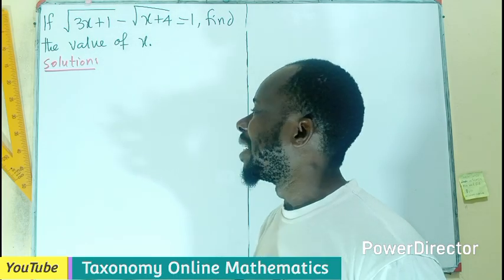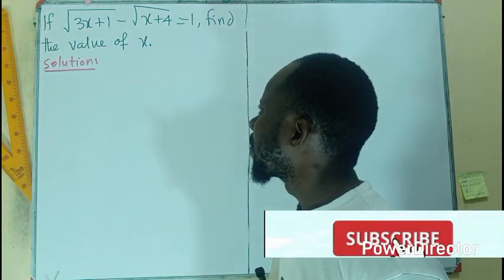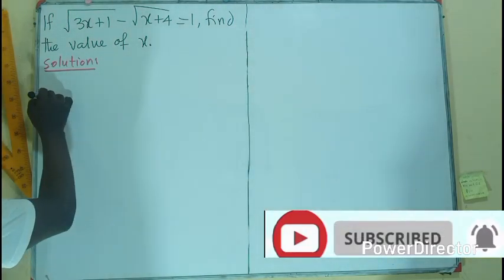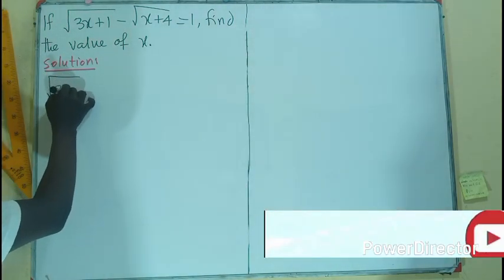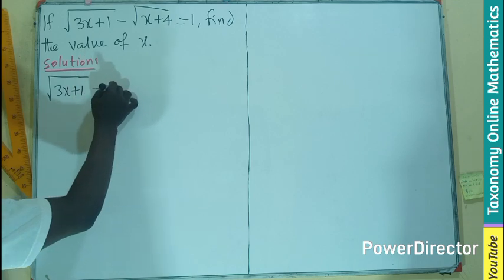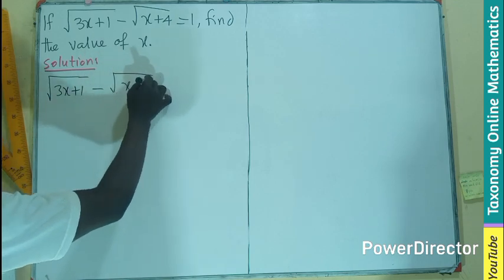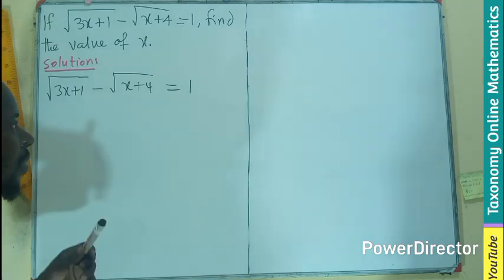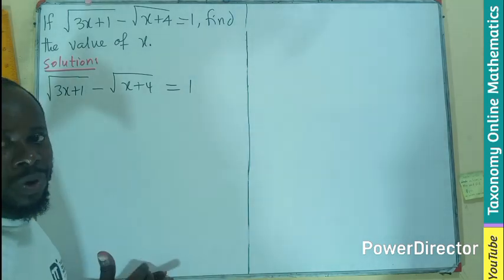So we can just say this is a radical equation. In order to solve this, we have the square root of 3x plus 1 minus the root of x plus 4 equals 1. In order to solve this, we need to eliminate the square root.